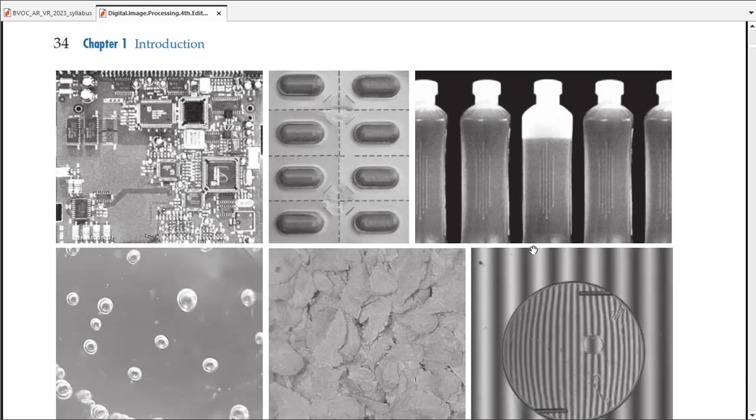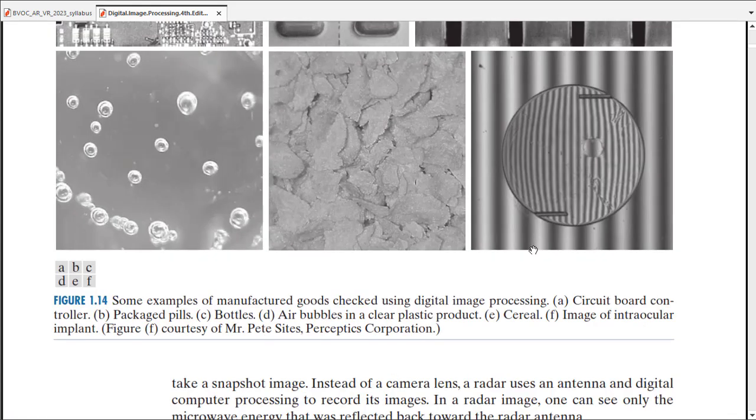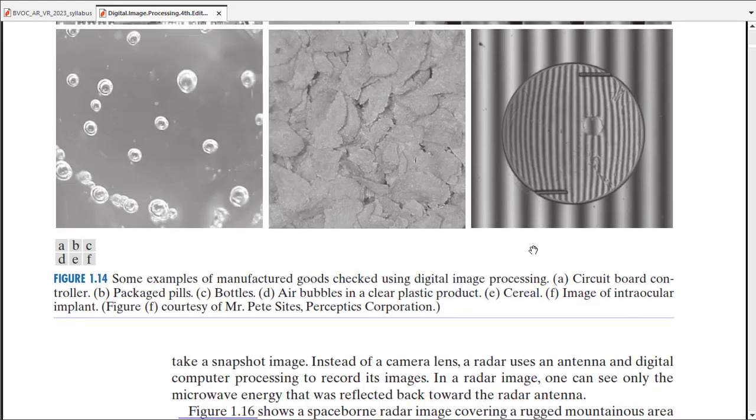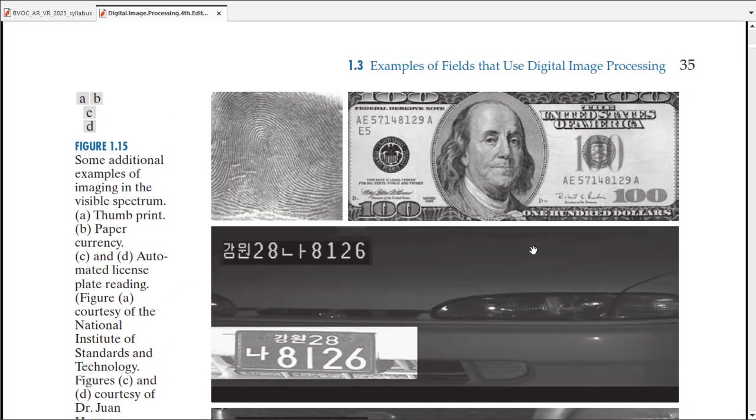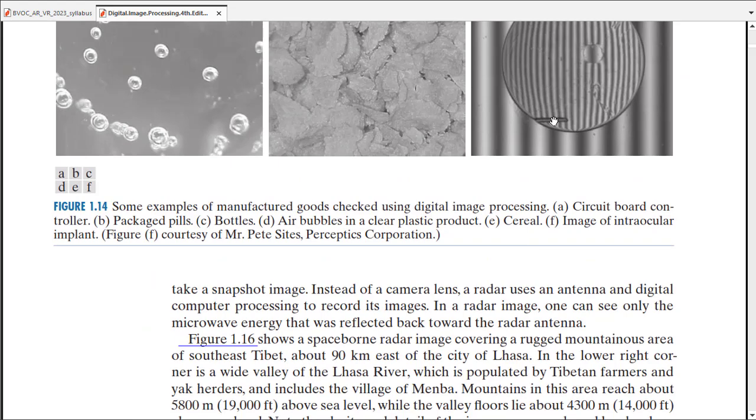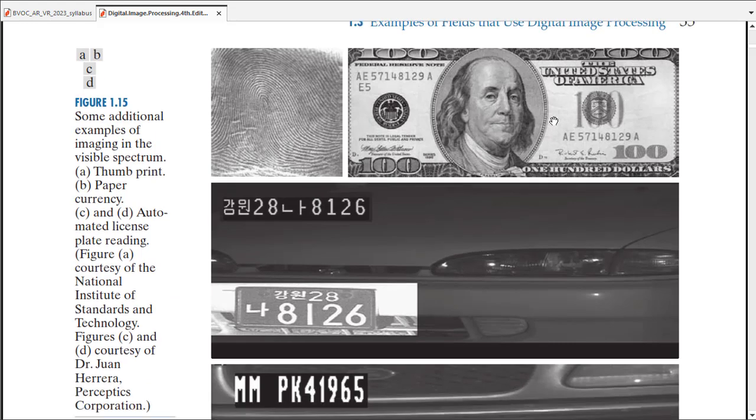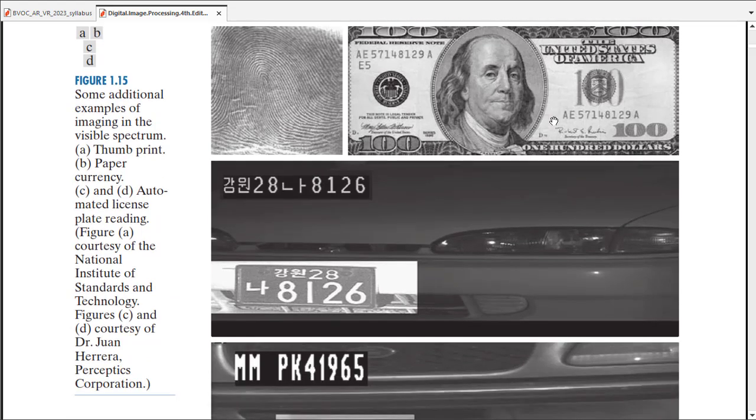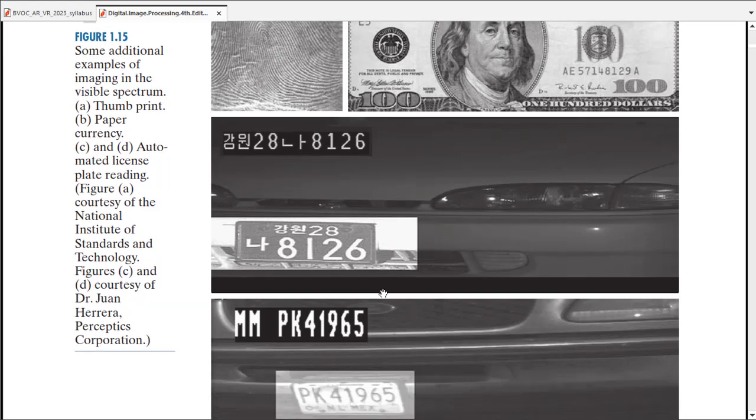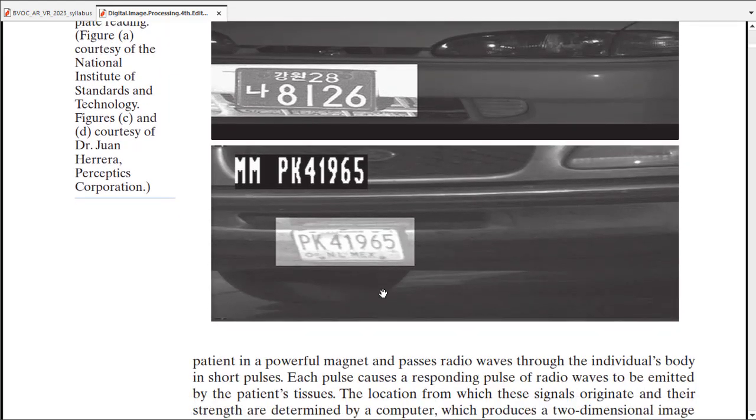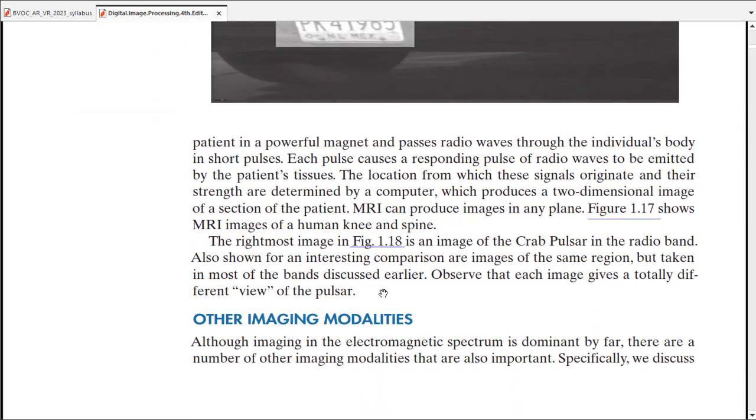Most of the imaging in the microwave band is, for example, micro-manufactured goods checked using digital image processing, to find the defects in a particular circuit. Imaging in the radio band, we come to additional examples of imaging in the visible spectrum: thumbprint, paper currency, and automated license plate reading. You come to these applications from the image processing field.